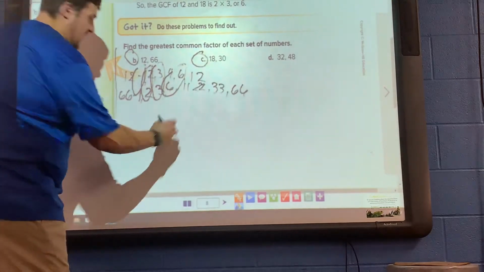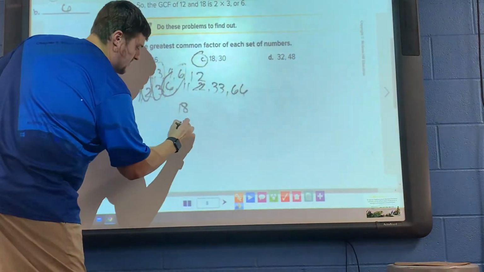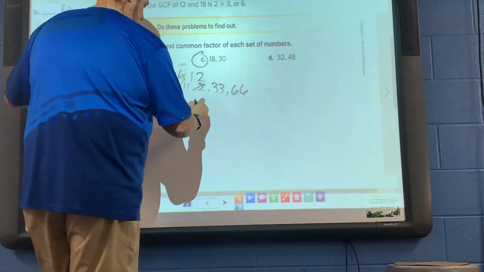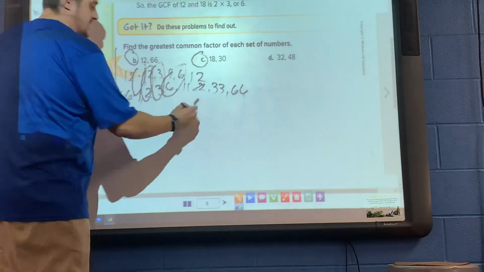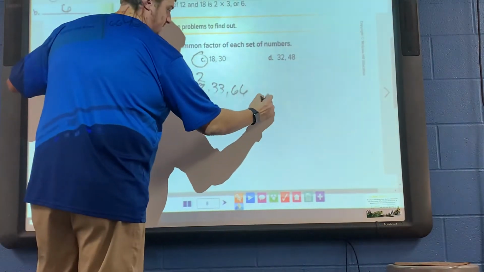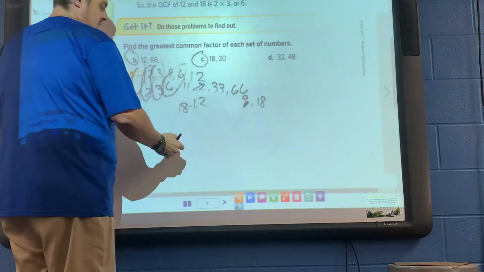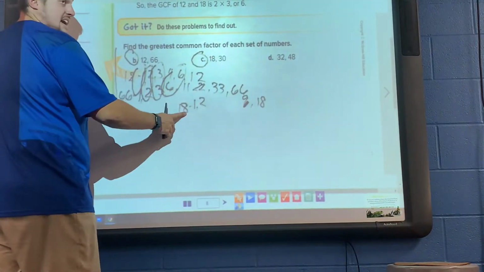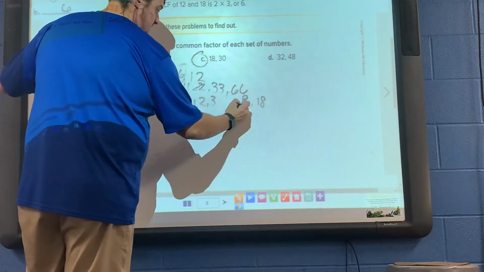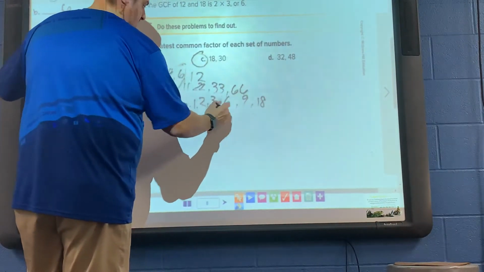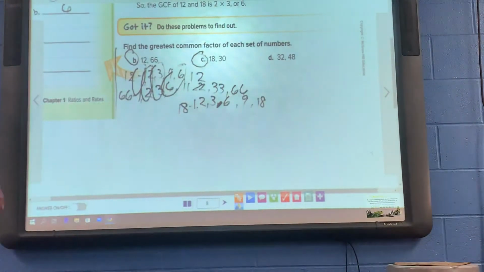Okay, letter C, we have 18 and we have 30. I don't know why it's not one right there, but so 18 would be 1 and 18. 2 goes into it because it's even, 2 times 9. 3 goes into it because 1 plus 8 is 9. 9 is divisible by 3, so 3 times 6. 4 doesn't, 5 doesn't, we are maxed out.